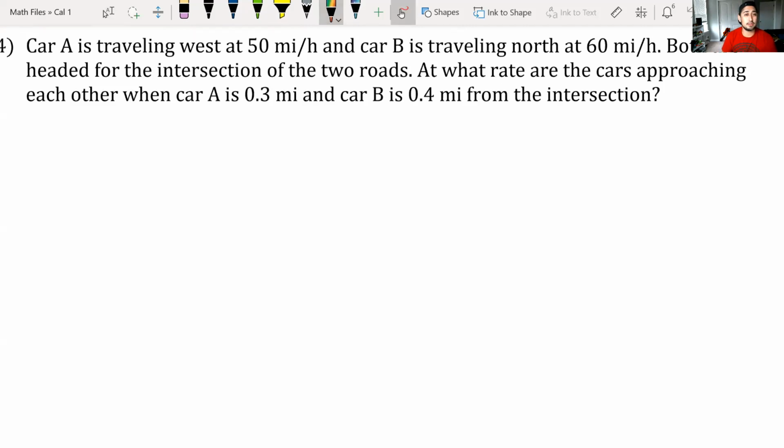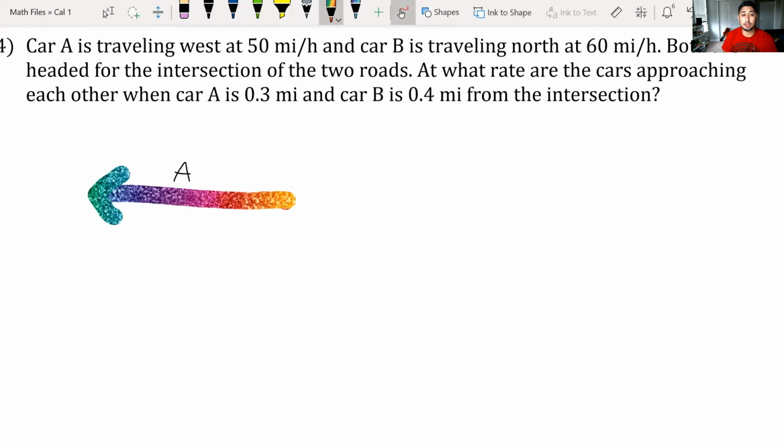All right, so car A is traveling west, that way. And car B is traveling north. Okay, so car A is traveling west. So we're gonna make this car A, and we're traveling west. Okay, so this is car A. Guess I should label that, huh? So this represents car A. And there you go. Car A is traveling west at 50 miles per hour. Okay, we'll label stuff later in a second.